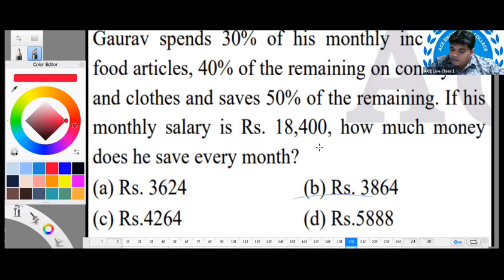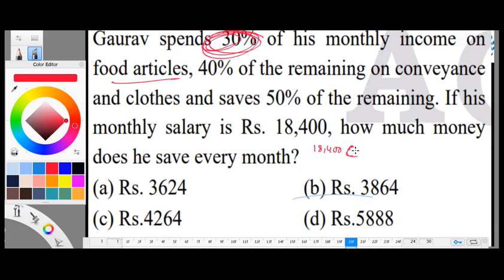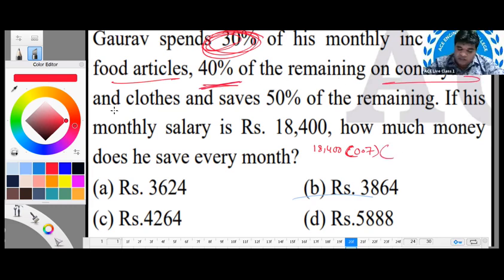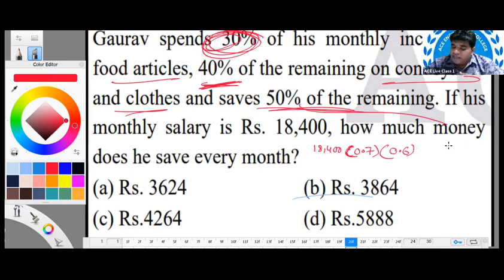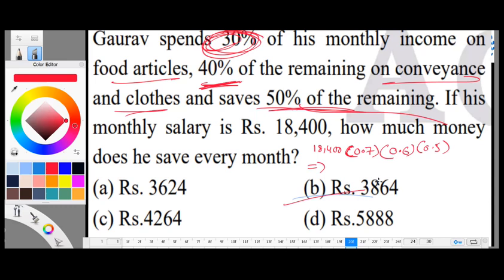Okay, now tell me 18,400 into 30. Anita, tell me, 30% spent on food articles, then what is the remaining percentage? 70, sir. 0.7. 70% means write 70 by 100, which is the value 0.7. So 40% is spent on conveyance and clothes. 40% clothes means what is the remaining? 0.6. 50% means what is the remaining? 0.5. Use the calculator and you get answer B. The answer is done. If we don't know this, the lengthy method takes a lot of time.